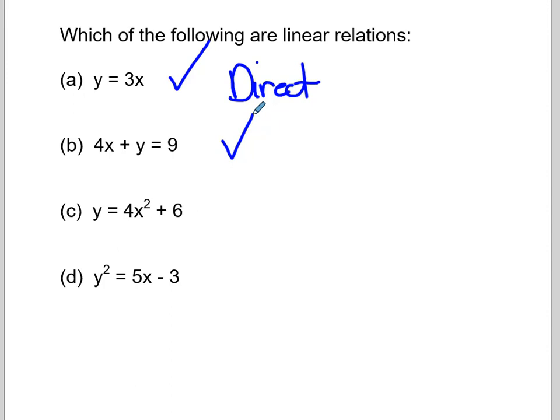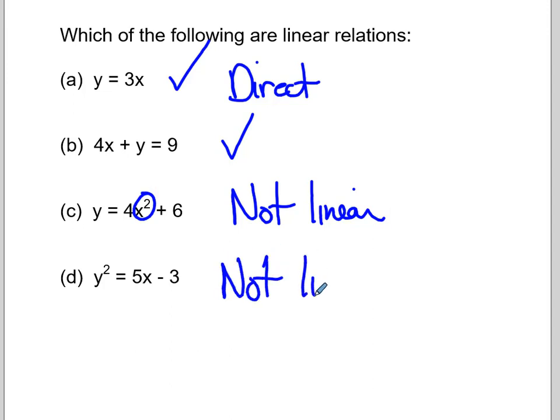This one, y equals 4x squared plus 6. This is not linear. We can see it very quickly because of that squared term. And then the last one, y squared equals 5x minus 3. That is not linear because of the squared term on the y.